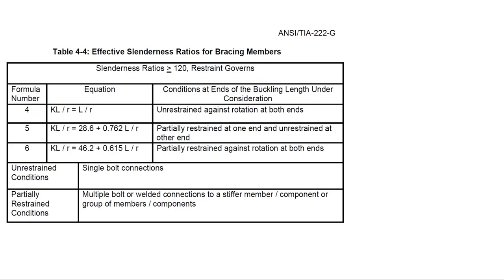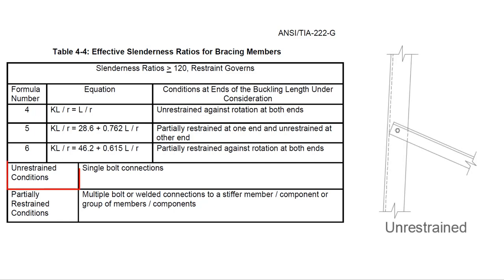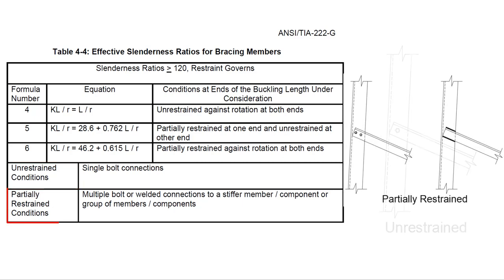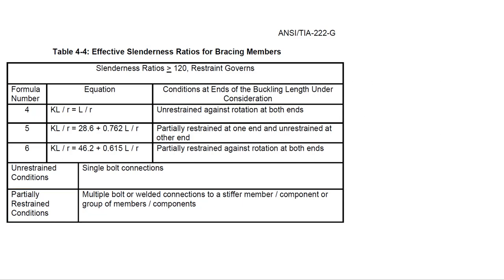Each end should be classified as restrained or unrestrained, depending on the type of connection and the rigidity of the connected member. Single bolt connection is always an unrestrained condition. However, a partially restrained condition is assumed when the connection is made by a multi-bolt or welded connection to a stiffer member.